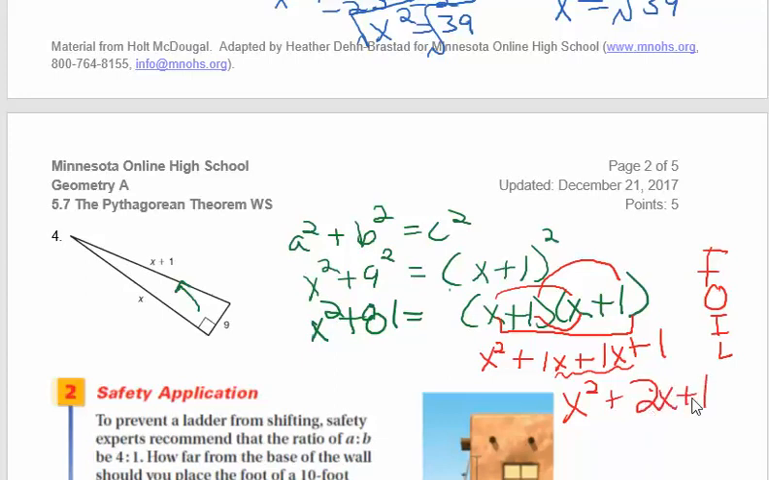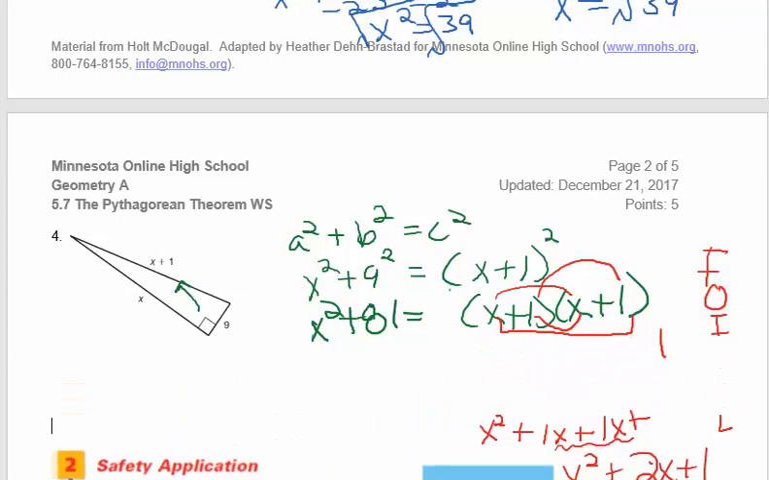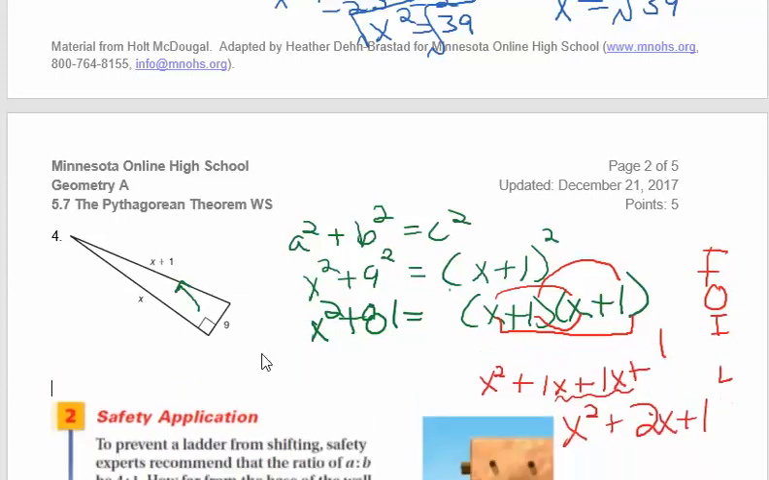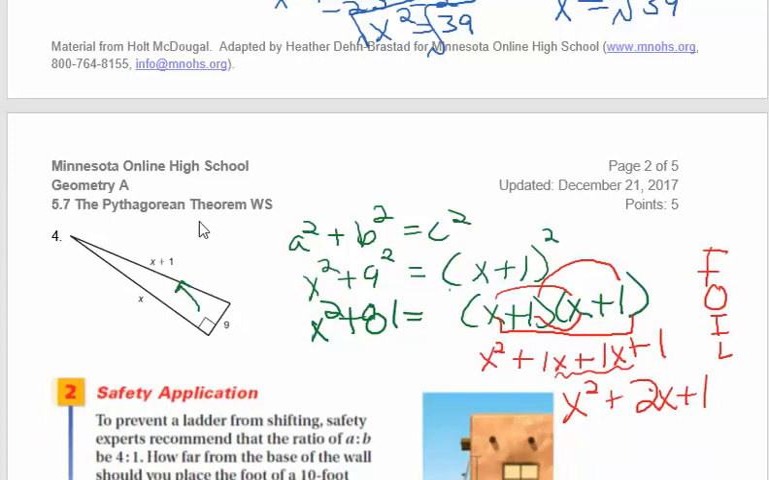So now we have the equation x squared plus 81, sorry. Let me get a little more room here. Oops. There went my equation left with it. That's all right. So now we have x squared plus 81 equals x squared plus 2x plus 1.